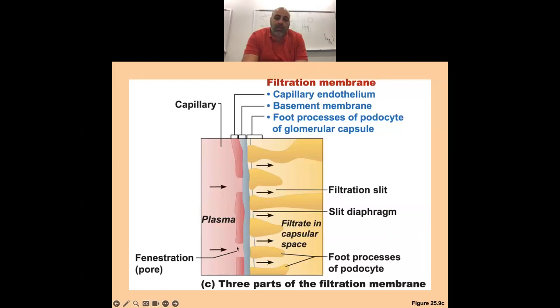So here they're showing that's the endothelium of the capillary. That's the visceral layer of Bowman's capsule, podocytes, and then there's basement membrane between the two.